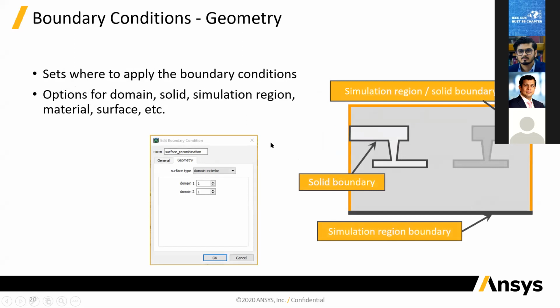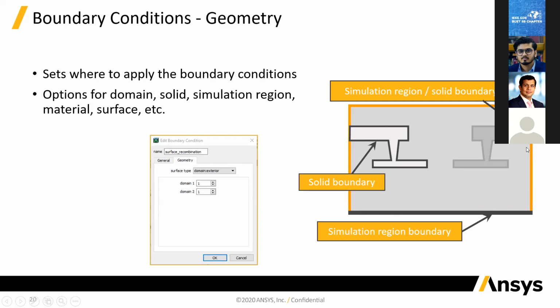So this slide shows you how you define and apply your boundary condition to your simulation. You can apply a boundary condition to a full domain, so a part of the volume of your simulation, or area if you're doing a 2D simulation. You can apply it to a domain or the surface of a domain. You can apply it to the boundary of your simulation region. You can also apply it between the interface of two objects.